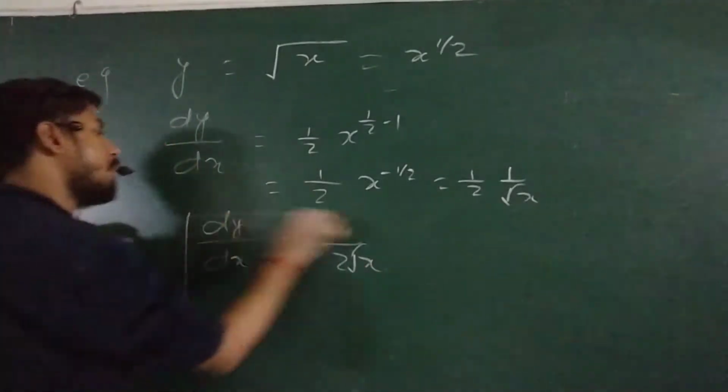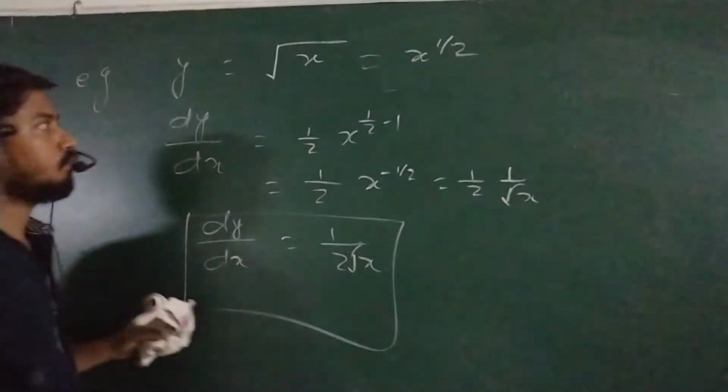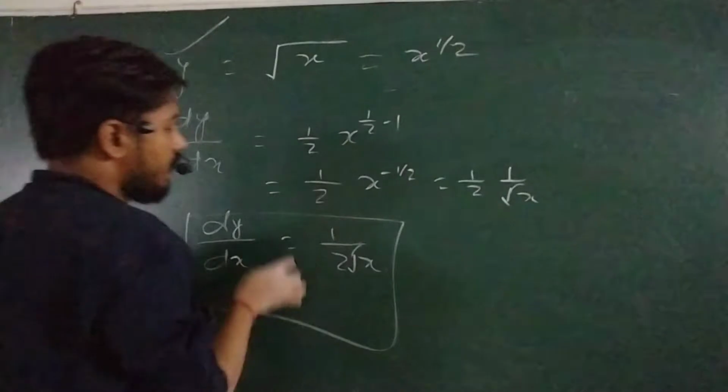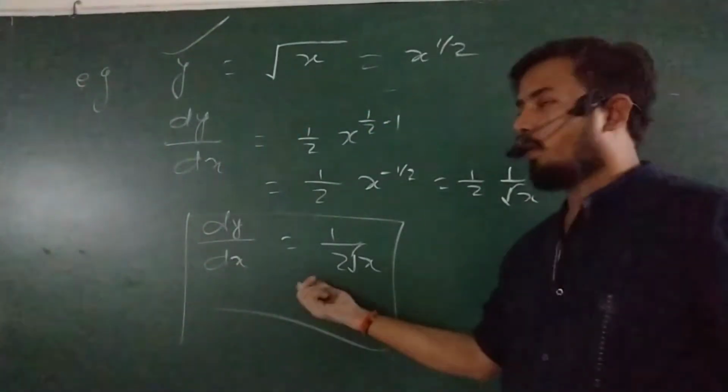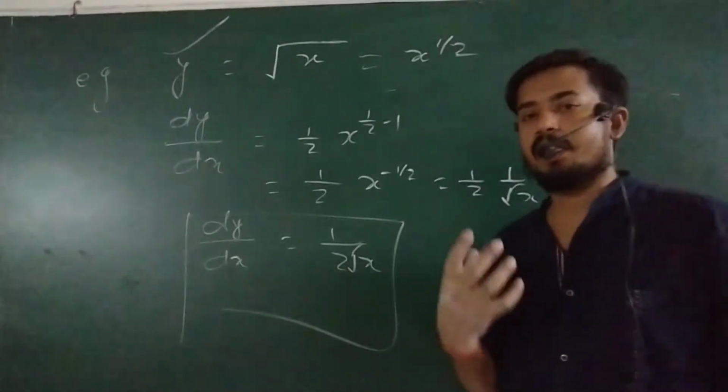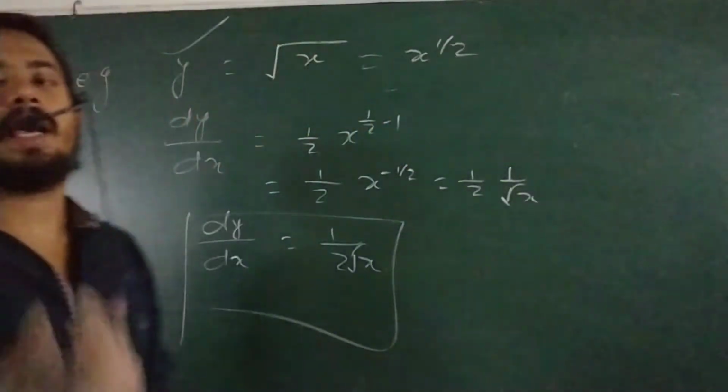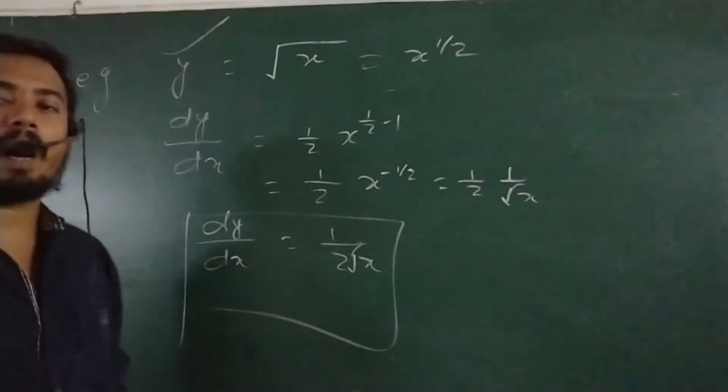And you have to remember, this is a standard result: differentiation of root x is equal to 1 by 2 root x. You have to remember this is a standard result, right? Okay. So this is all about the power method, right?